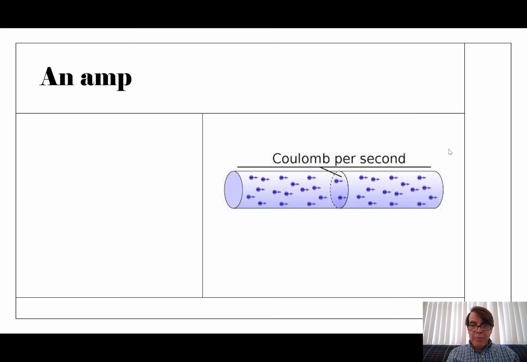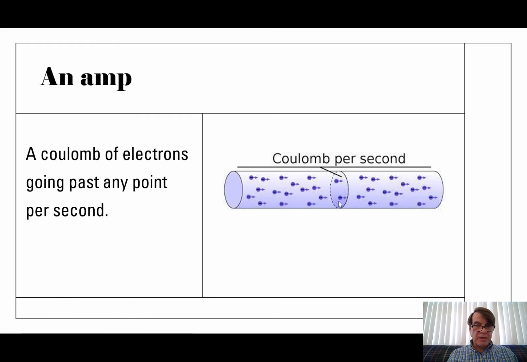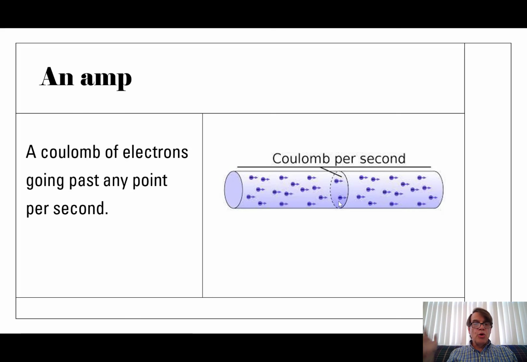So 1 amp is 1 coulomb passing a particular point every second. An amp is a coulomb per second. A coulomb of electrons going past any point per second, we call that 1 amp. And that, my friends, is what an amp is. An amp is a coulomb of electrons passing any point per second.